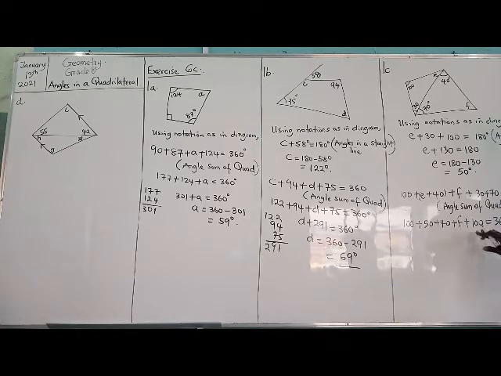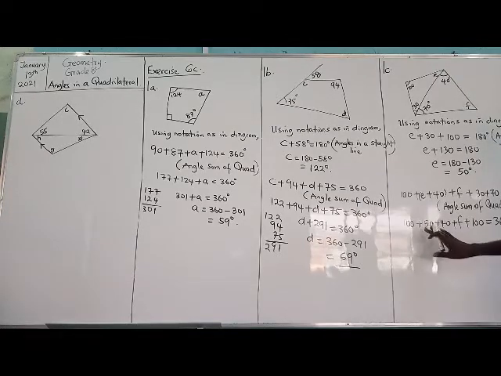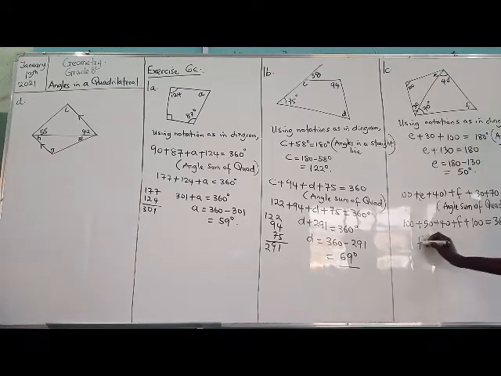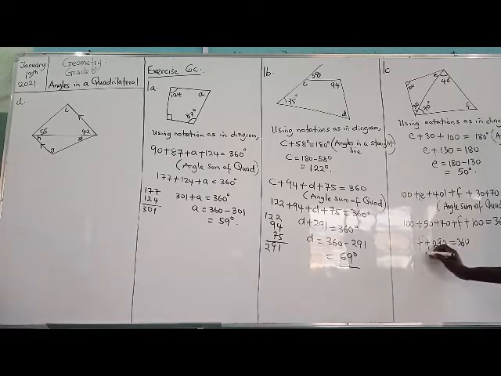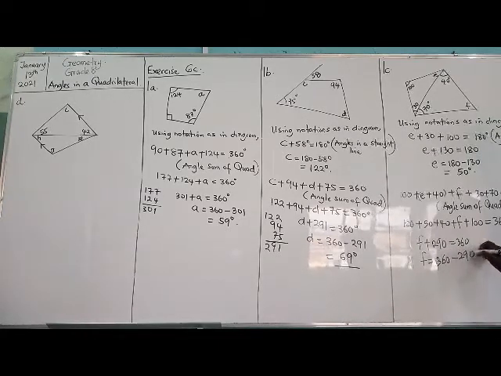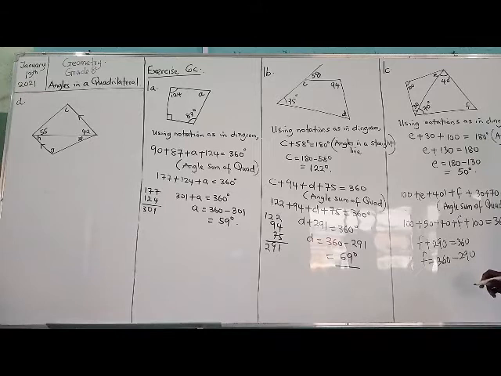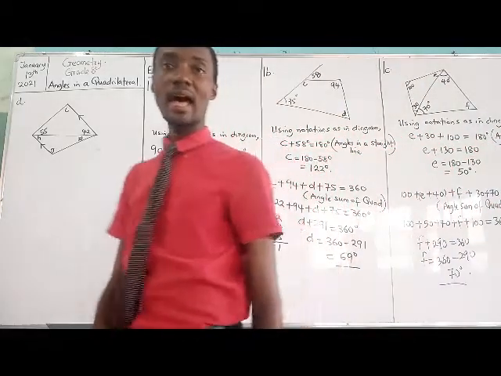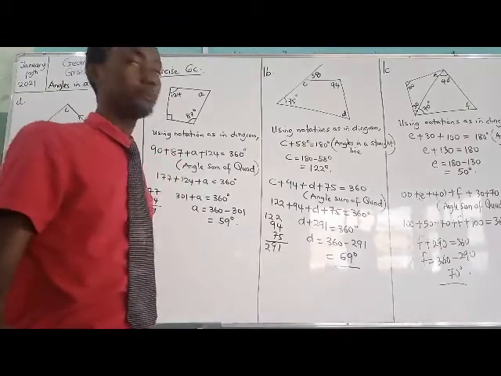Then I try the next one, 100 plus 100, 200 plus 90, that's 290. So F plus 290 will be equal to 360, meaning that F will be equal to 360 minus 290. And what does that give you? That will give me 70 degrees as my answer. So with that, I've been able to solve that problem.